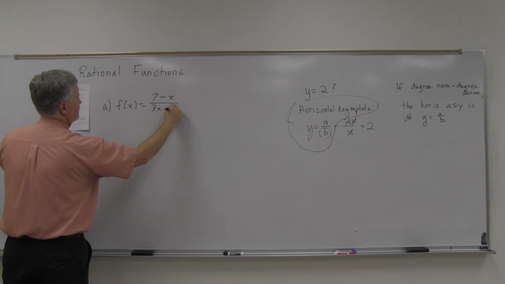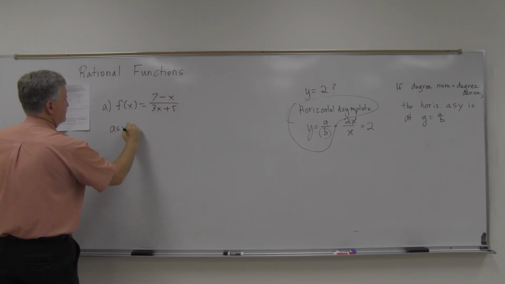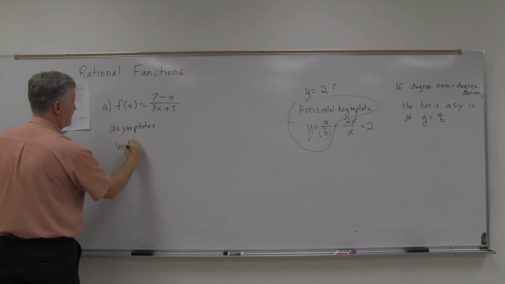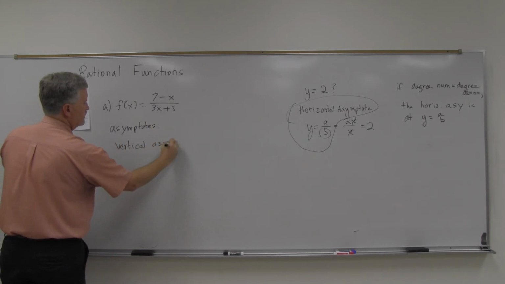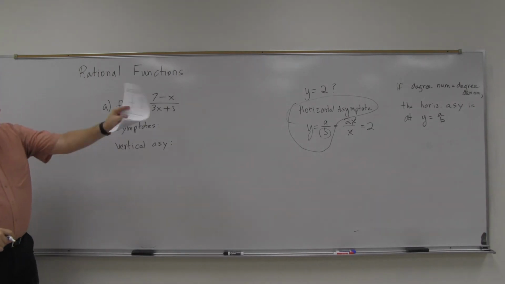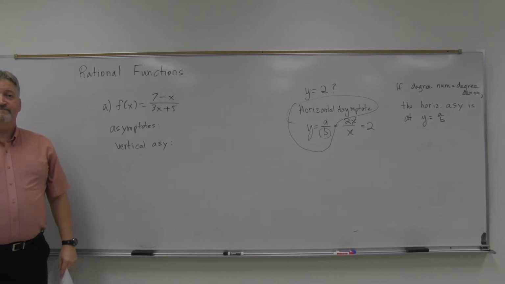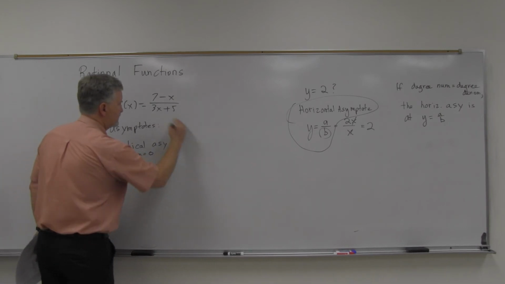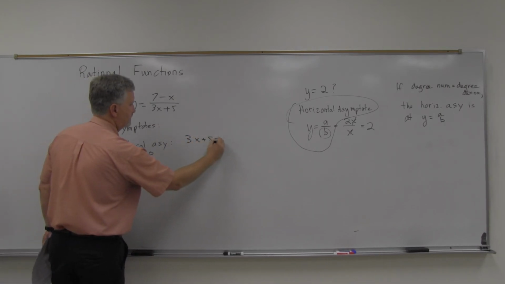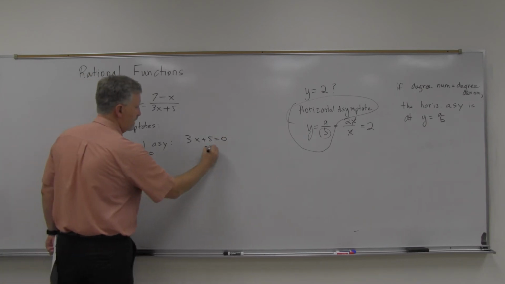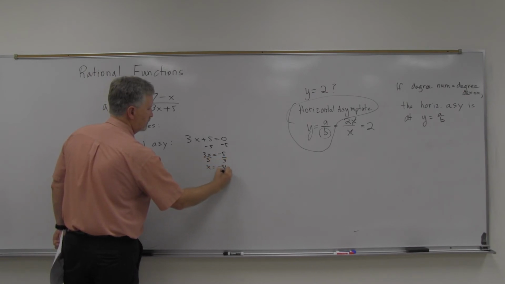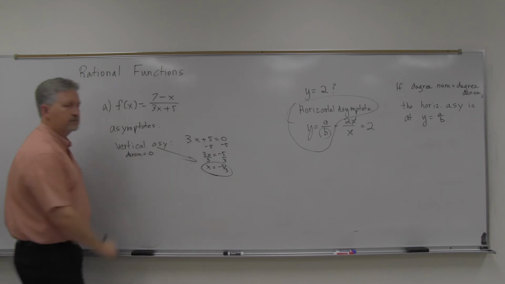All right, so a, f of x equals 7 minus x over 3x plus 5. I'm asking for the asymptotes. Well, we've got two, vertical and horizontal. Find the vertical asymptote. We just went through it. How do we find it? Denominator equals 0. So in this case, 3x plus 5 equals 0, so x equals negative 5 thirds. That's our vertical asymptote. Easy as that.